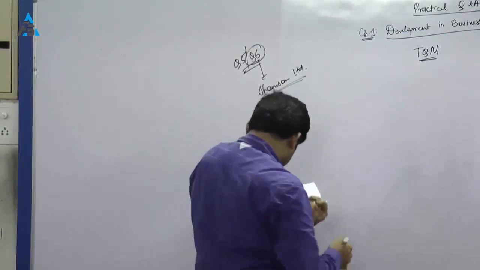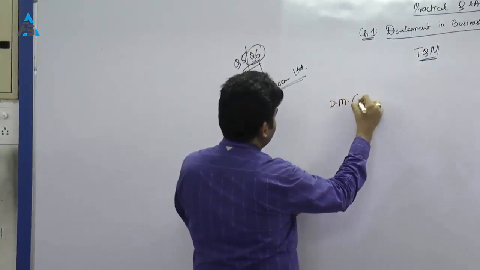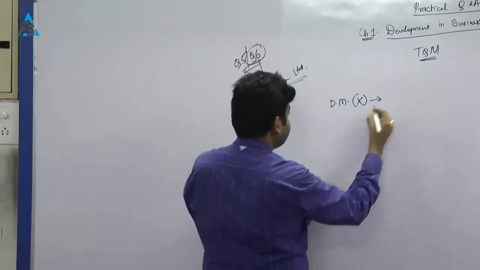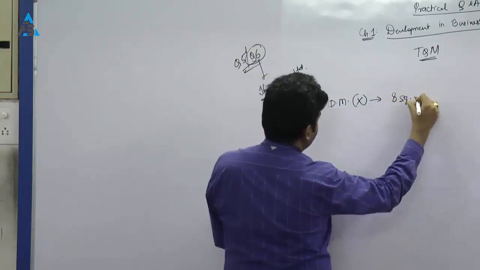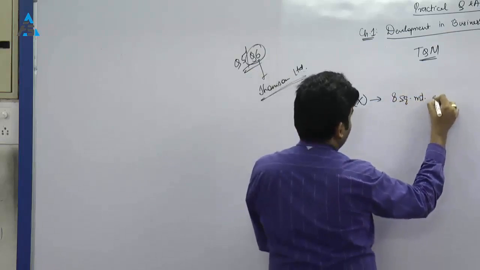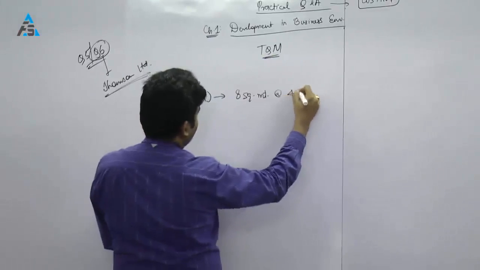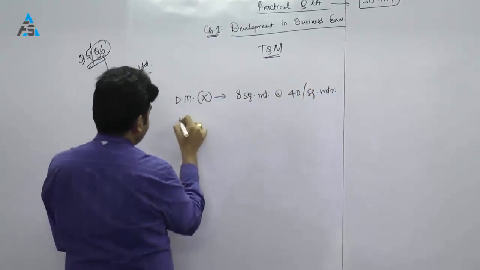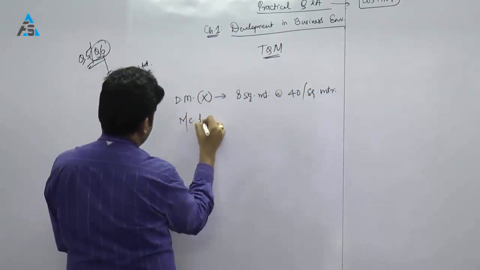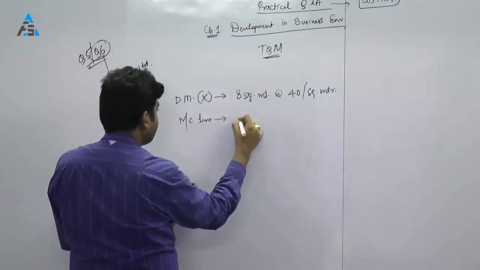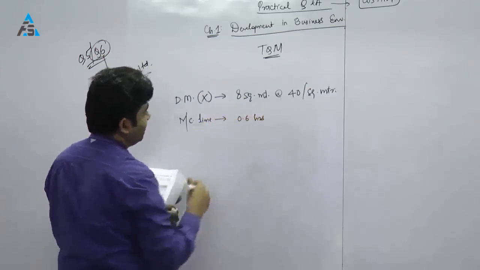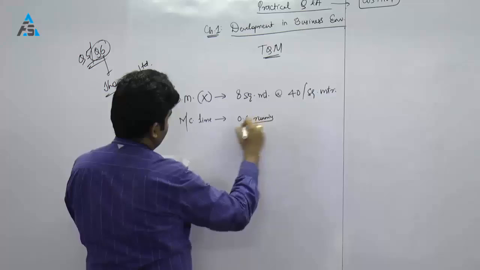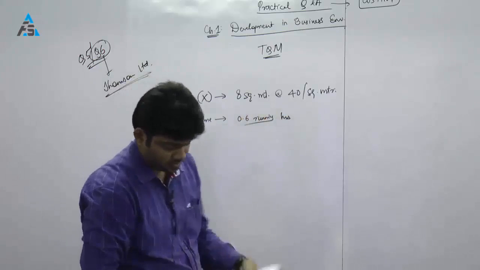So there is direct material X, which is purchased at 8 square meter, at 40 per square meter. Then there is machine time. Machine time is 0.6 running hours. We will move on.